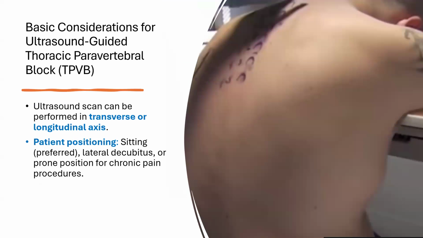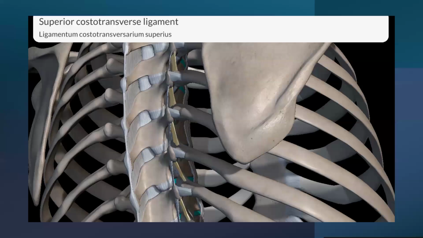Ultrasound scan may be performed in the transverse or longitudinal axis, and the procedure technique can also be done in transverse and longitudinal axis. Both techniques have been demonstrated in different studies. Remember, this block initially started as blind, then along with fluoroscopy, and then with ultrasound. But the safest is definitely ultrasound, because here we can see the needle tip and the area where we are injecting. For patient positioning, the preferred position is either supine, prone, lateral decubitus, or sometimes sitting. In chronic pain procedures, the sitting position can also be adopted.